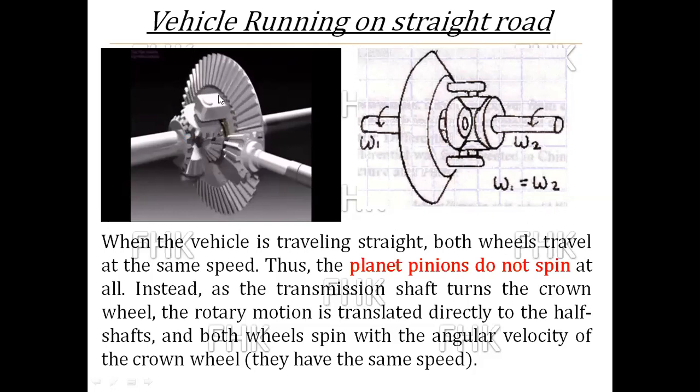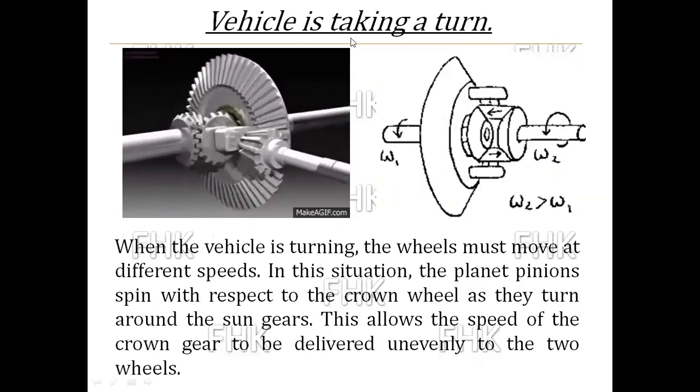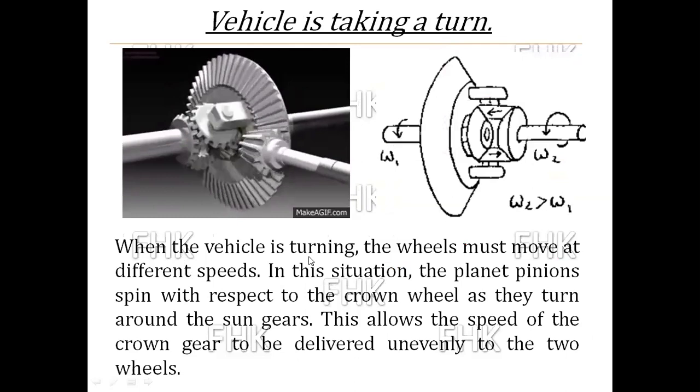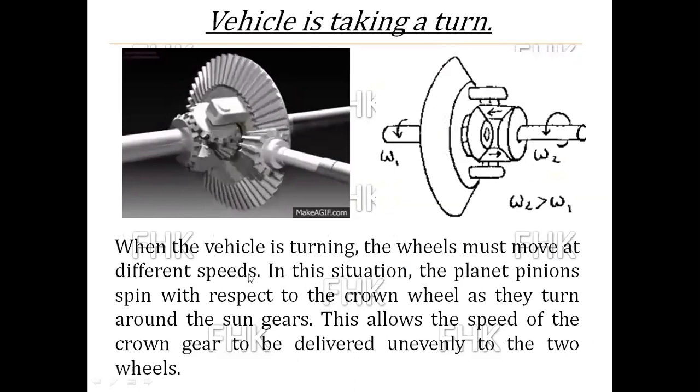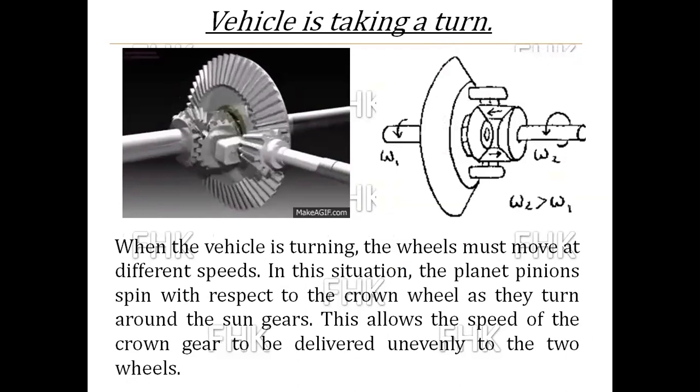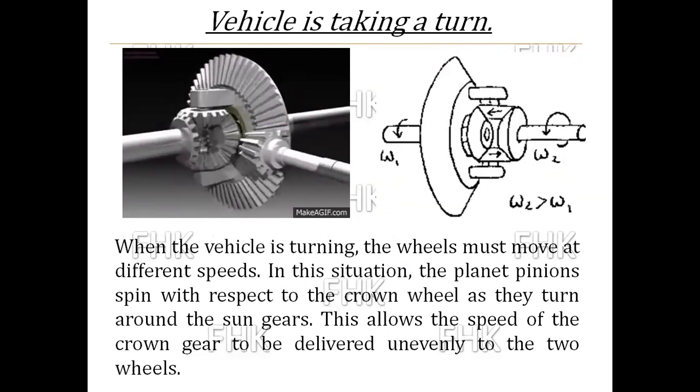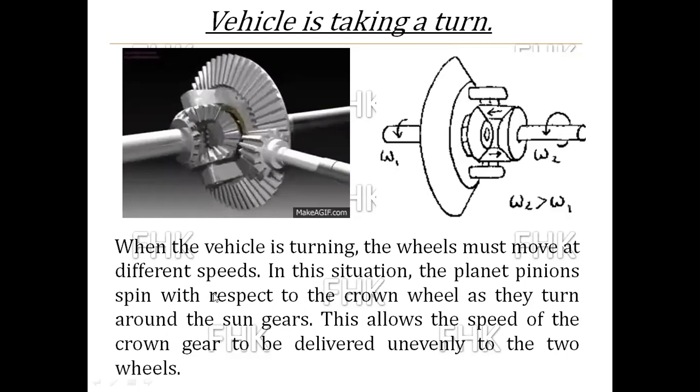Now consider the second condition, the vehicle is taking a turn. When the vehicle is taking a turn, the wheels must move at different speeds. Suppose the vehicle is taking a left turn, the inner wheel, the left-hand wheel, should have lesser speed as compared to the right-hand wheel. So in this situation, the planet pinion spins with respect to the crown wheel.